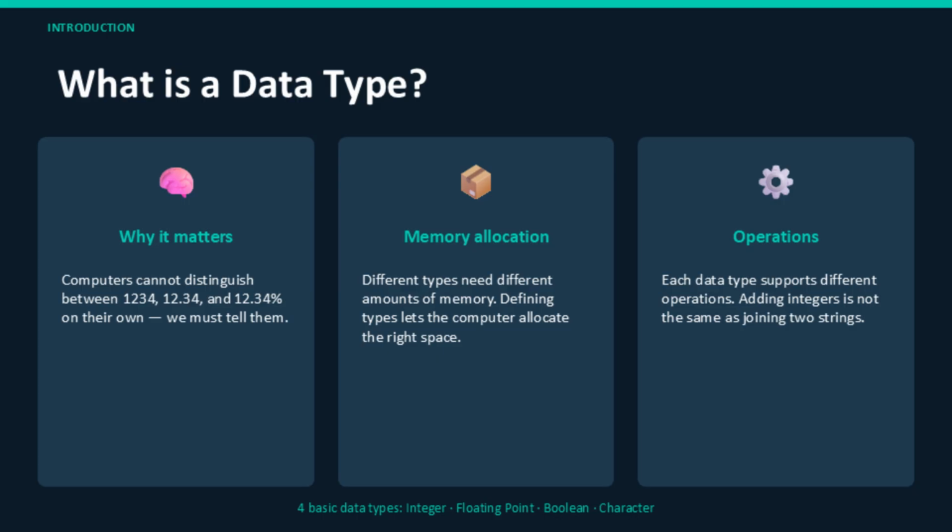Each data type also requires a different amount of memory. By defining the correct data type, the computer can allocate the right amount of memory, making programs more efficient and reducing wasted storage. In addition, different data types support different operations. For example, integers can be added together, while strings are usually joined together instead of added mathematically. Now that we understand what data types are and why they are important, let's begin by looking at the first data type, which is integer.